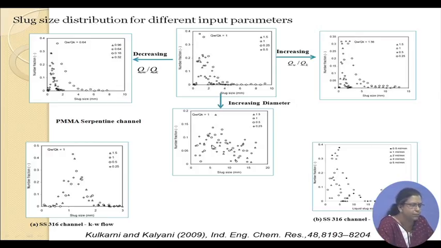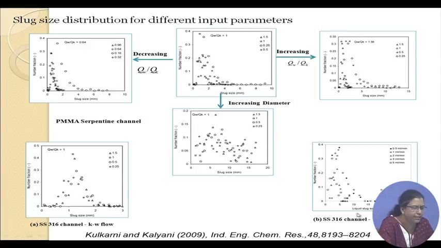and when we increase the pipe diameter we find that the slug sizes can vary over a wide range. So, therefore, monodispersity is not maintained in this particular case. Very interestingly, if instead of a PMMA serpentine channel we come to a stainless steel channel, we find that the distribution becomes more or less Gaussian in nature. And in this particular flow the influence of the flow rate is not as pronounced as in this particular case.